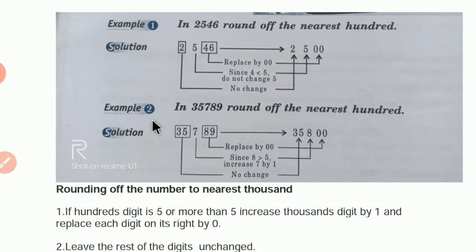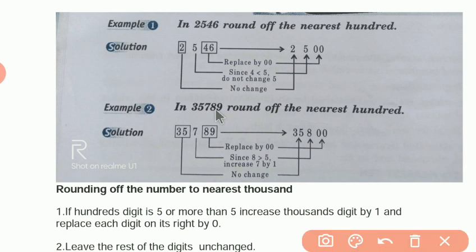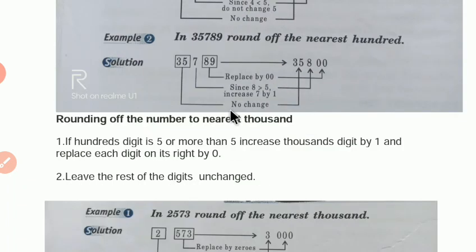So in the first one we have seen that if you want to round off to the nearest 10, we will see the ones digit. For nearest 100 we have to see the tens digit, and if it is less than 5, then you have to write the hundreds digit as it is, and if it is greater than 5, then you have to increase that place value by +1.